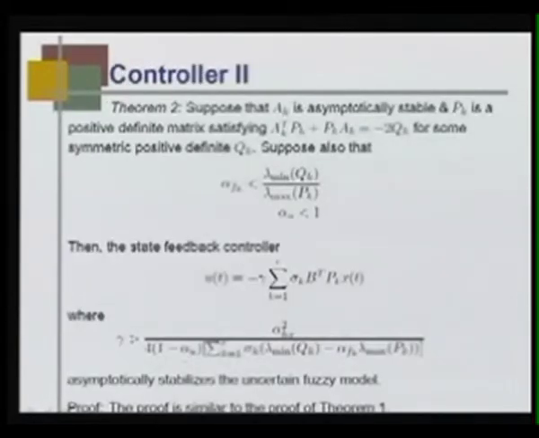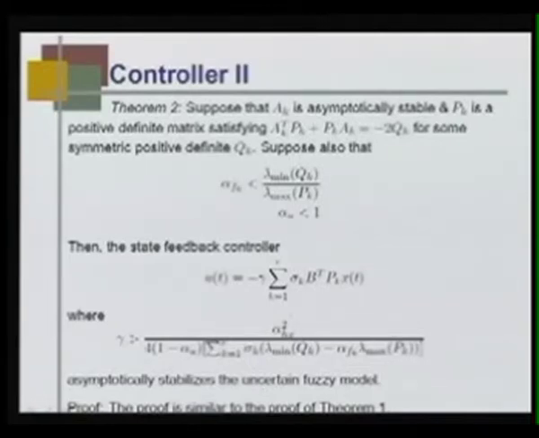And then theorem 2, the controller 2. Suppose that A_k is asymptotically stable and P_k is a positive definite matrix satisfying A_k transpose P_k plus P_k A_k is minus 2 Q_k for some symmetric positive definite matrix Q_k. Suppose also that alpha_fk is less than this quantity and alpha_u is less than 1. Then the state feedback controller u(t) is equal to minus gamma sum over k equal to 1 to R of sigma_k B transpose P_k x(t), where gamma is greater than this quantity, asymptotically stabilizes the uncertain fuzzy model.